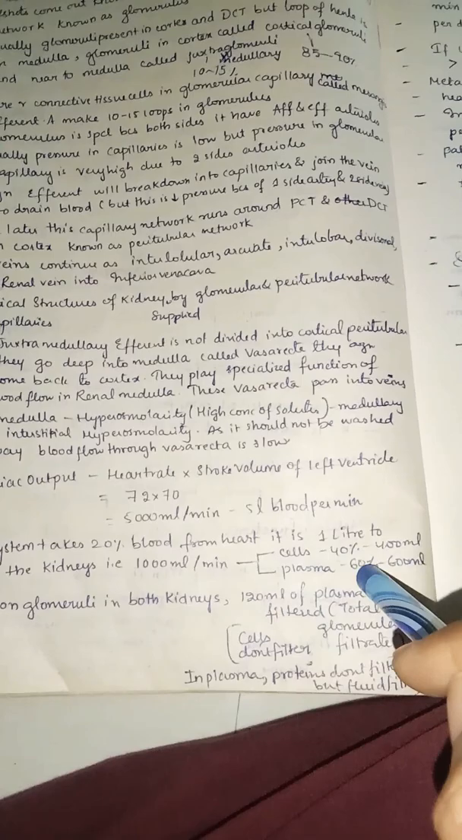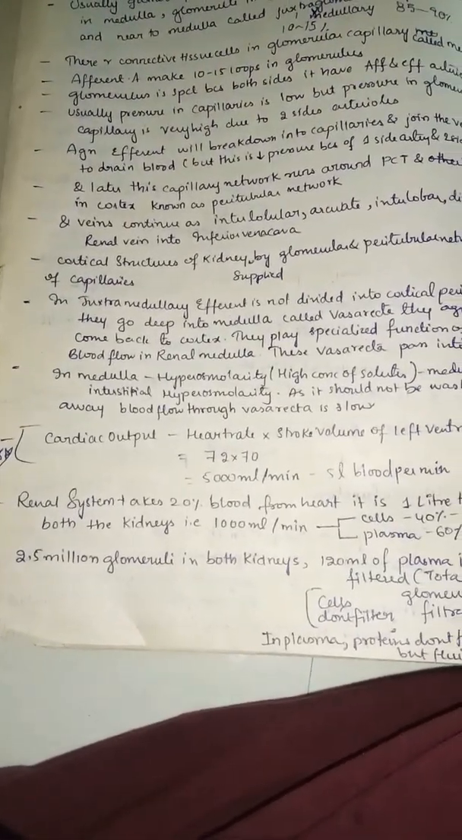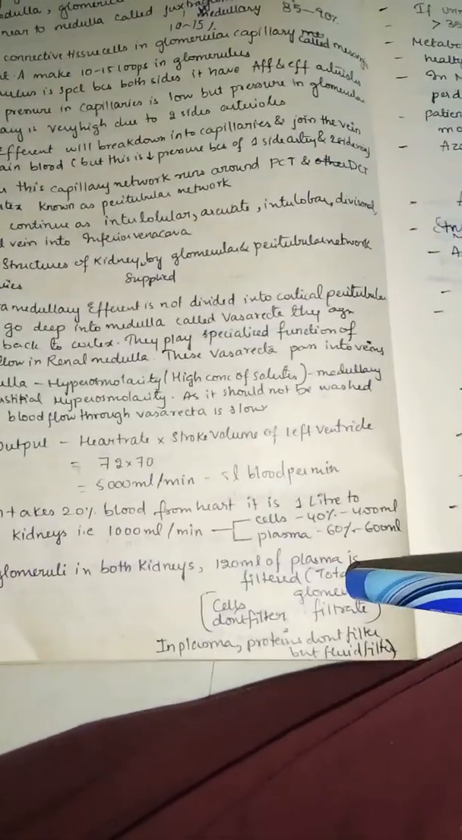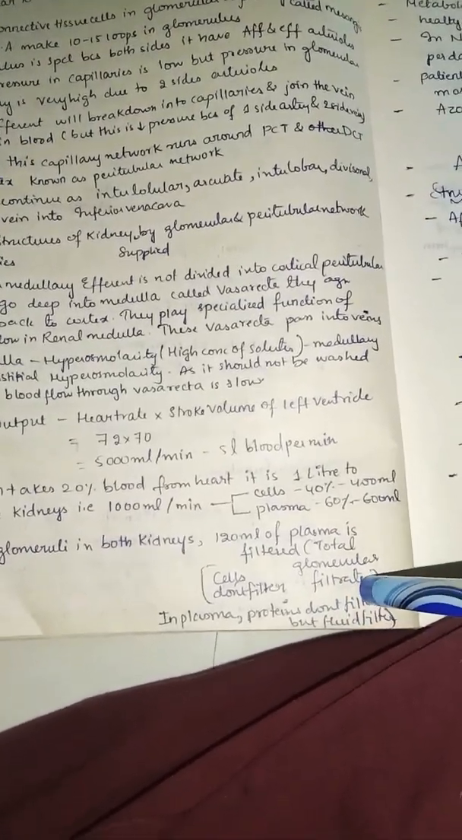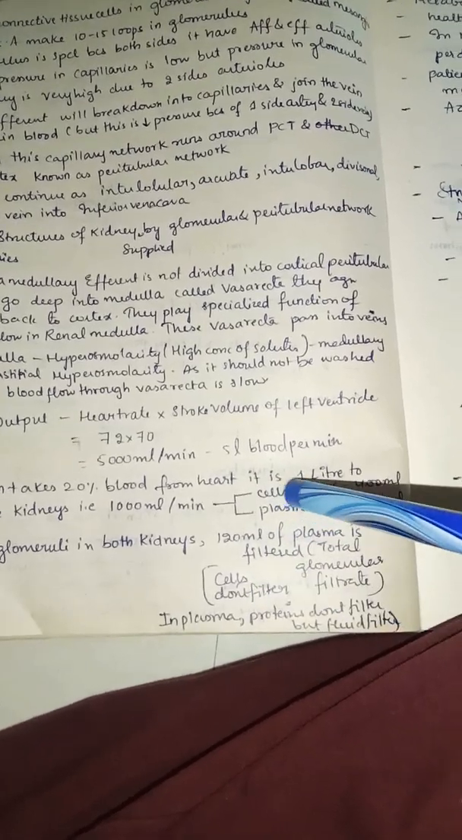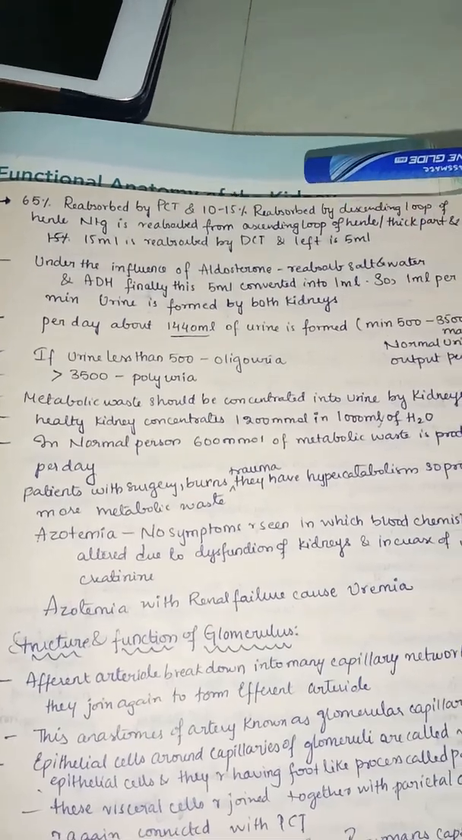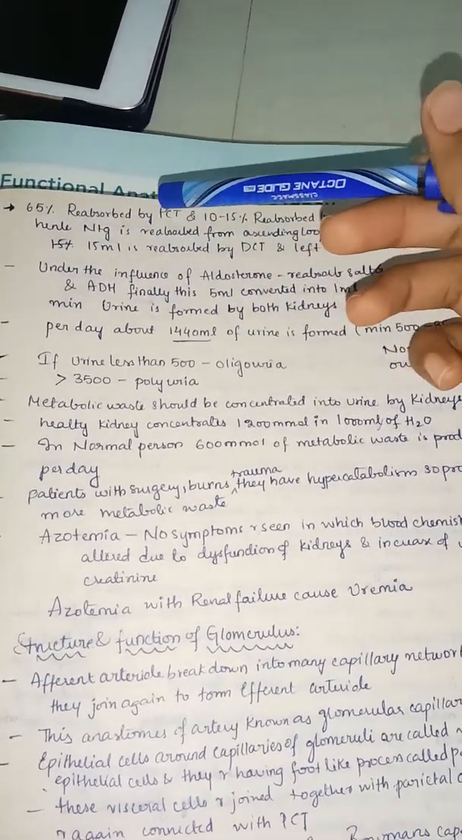So here the cells will take about 400 ml and the plasma about 600 ml, and of the 2.5 million glomeruli in both kidneys, 120 ml of plasma is filtered. By 2.5 million glomeruli, only 120 ml of plasma is filtered. That is the total glomerular filtration rate. Remember always, the cells will not filter, they just pass and go away, but the plasma will get filtered. In plasma the proteins also will not filter, only the fluid content will get filtered. Of that, 65% is reabsorbed by the PCT and 10 to 15% is reabsorbed by the descending loop of Henle.